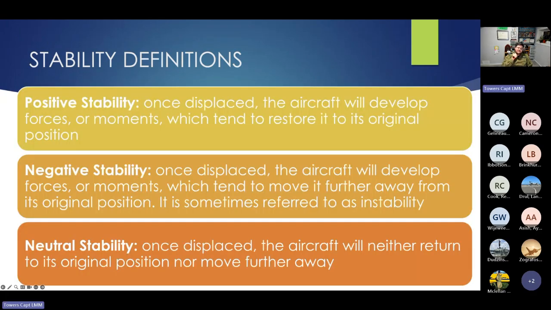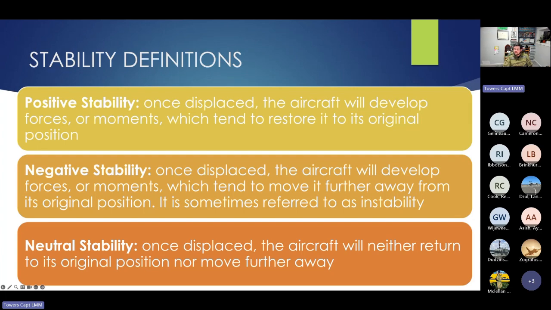Then we have positive, negative, and neutral. Positive stability means that once displaced, the aircraft will develop forces or movements which tend to restore it to its original position. Negative is once displaced, the aircraft will develop forces or movements which tend to move it further away from its original position. It's sometimes referred to as instability. And neutral stability is once displaced, the aircraft will neither return to its original position nor move further away.